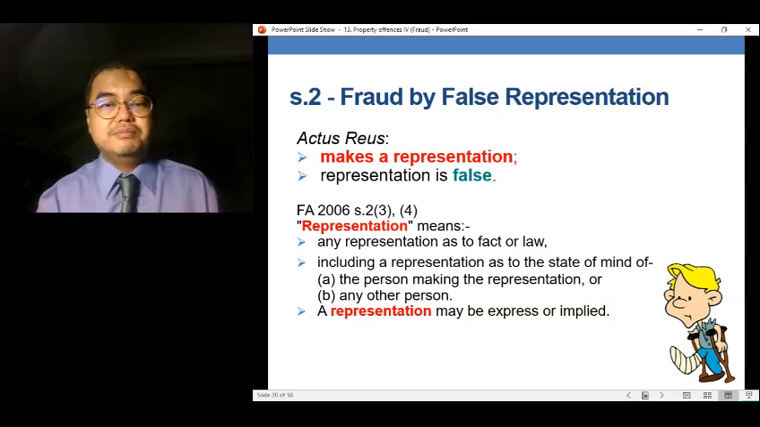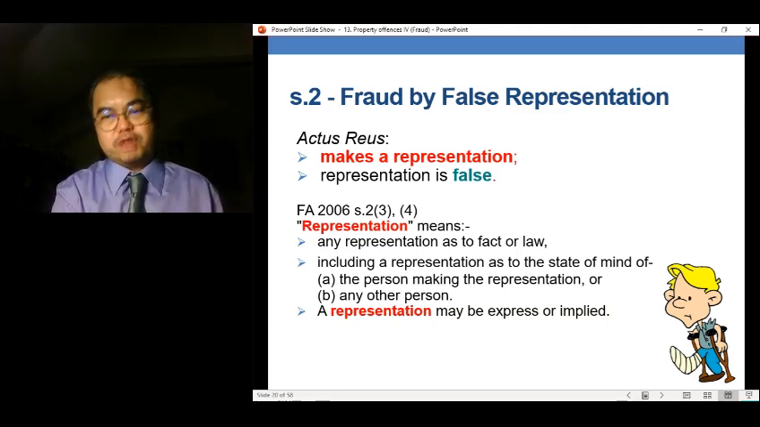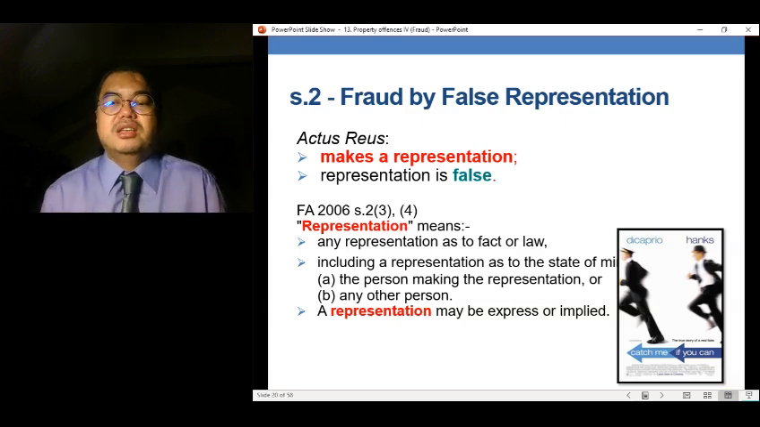Now, a representation may be expressed or may be implied. You can expressly say it out, or, like the example of the crippled person, he may walk around with crutches, and you are implying that you are handicapped or suffering from some injury. That's the implied representation.